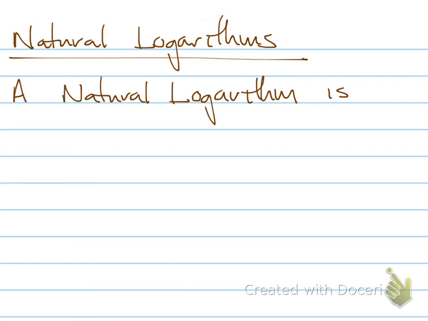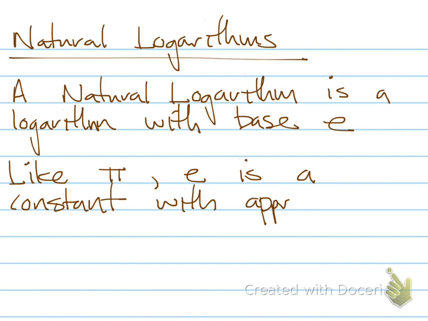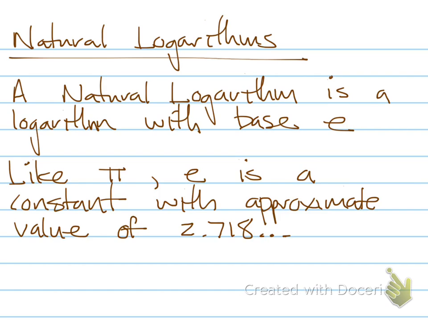Alright, this lesson is on natural logarithms. Just like common logs are logarithms with a base of 10, natural logs are logarithms with a base of e. And e is just a constant, just like pi is a constant. It's an irrational number. It never ends, does not have a repeating pattern. The approximate value of e is 2.718.